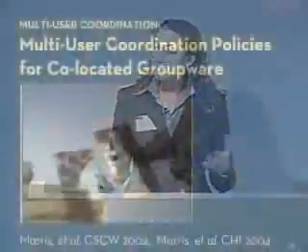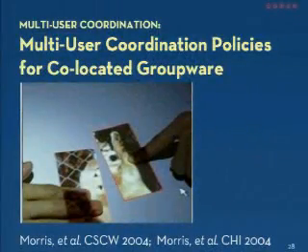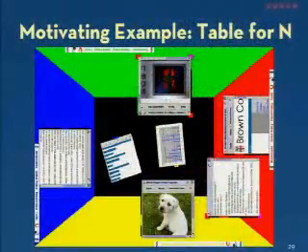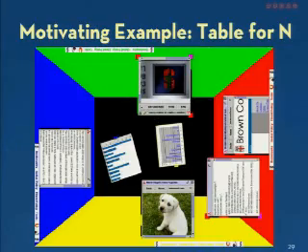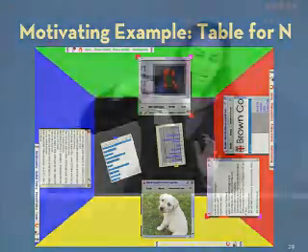I'm going to move on and talk about another one of our projects, which looks at handling this issue of multiple people simultaneously interacting with content on the tabletop. And this is work that was presented at CSCW and also at CHI 2 years ago. So this work was motivated by an application called Table for N, which ran on a table at Mitsubishi Electric Research Labs. It was sort of their demo application that was always running, and people would come into the lab and try it out very frequently.